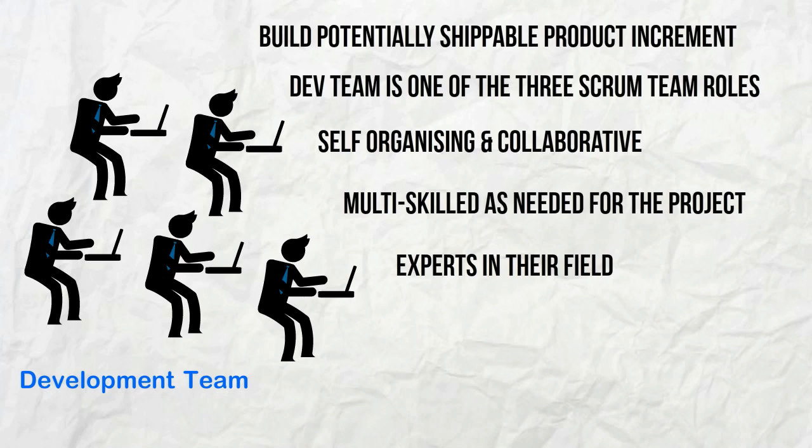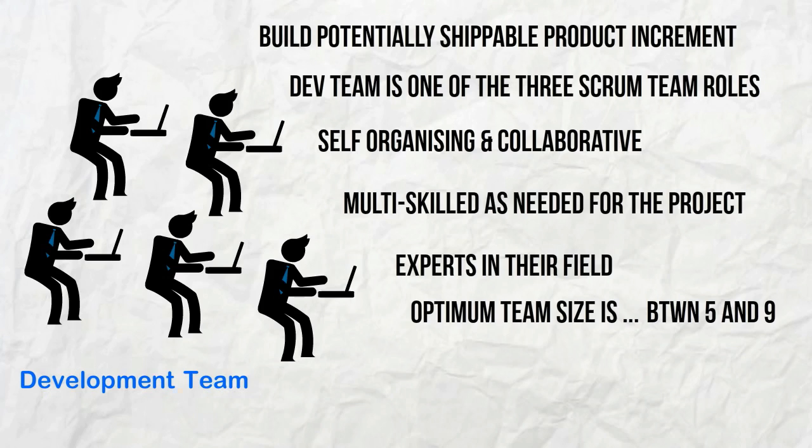Development team size. One important fact that is often overlooked is the optimum size of the team. Scrum teams are usually small because it helps them to be more cohesive and communicate efficiently. The optimum size is 7 plus or minus 2, in other words, between 5 and 9.